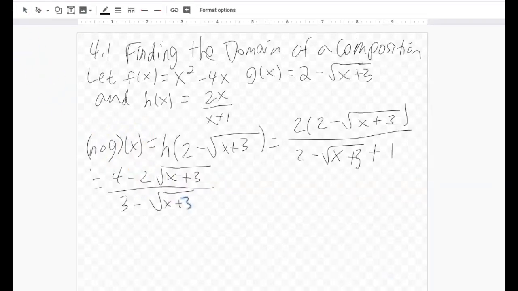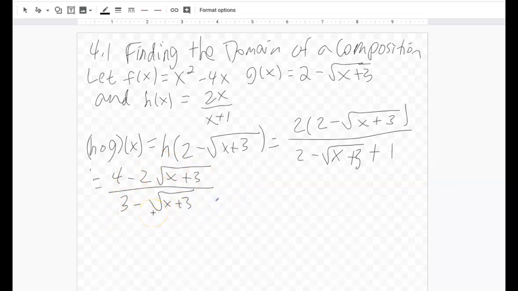Alright, so let's look at another problem. Let's look at the composition of h composed with g of x and look for its domain. Again, I found the composition for us. So if we realize that g of x is the inside function, and now we're plugging that into h, this will be 2 times 2 minus the square root of x plus 3, divided by 2 minus the square root of x plus 3, plus that 1. And so distribute the top and combine like terms on the bottom, and this is what it simplifies to.